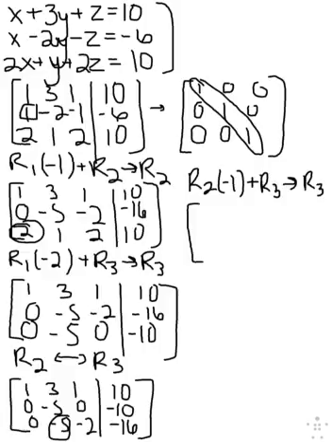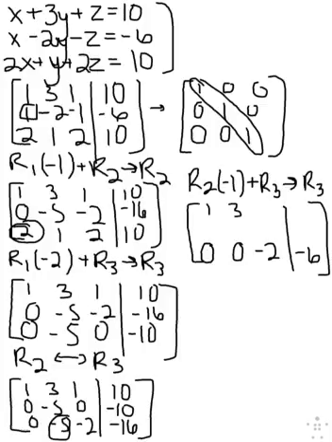So 0 times negative 1 is 0, plus 0 is 0. Negative 5 times negative 1 is 5, plus negative 5 is 0. And 0 times negative 1 is 0, plus negative 2 is negative 2. And then negative 10 times negative 1 is 10, plus negative 16 is negative 6. Okay.